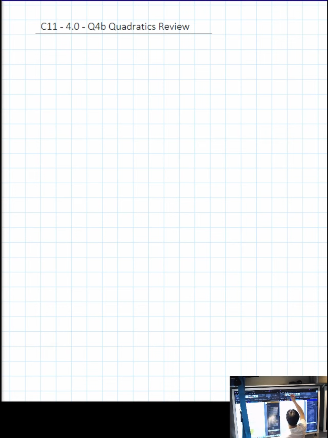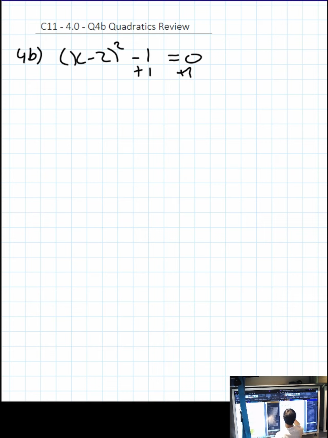Okay, we have 4b. So here we have open bracket x minus 2, close bracket squared minus 1 equals 0. So notice it's already equal to 0. We don't have to put 0 in for y. So let's add 1 to both sides. So plus 1 plus 1. And x minus 2 all squared equals 1. Let's square root both sides. So the square root of x minus 2 squared is just x minus 2, equals plus minus 1.